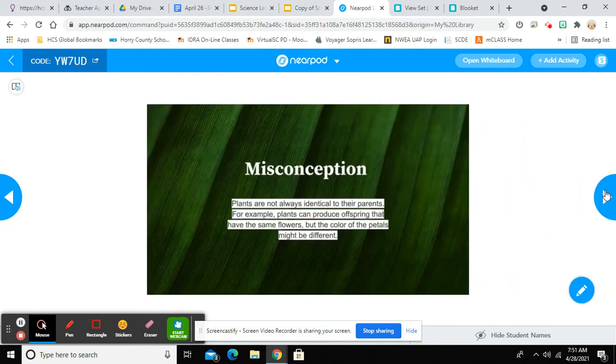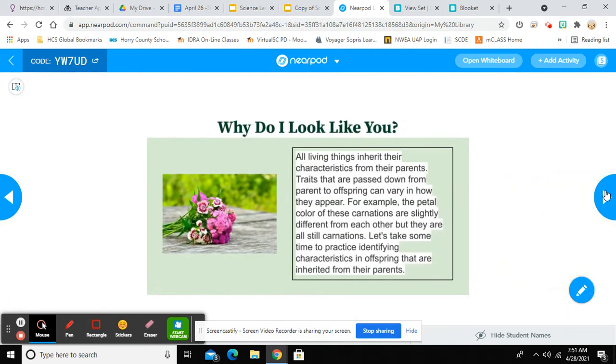Now, there's misconceptions. Plants are not always identical to their parents. For example, plants can produce offspring that have the same flowers, but the color of the petals might be different. So, why do I look like you? All living things inherit the characteristics from their parents. Traits that are passed down from parent to offspring can vary in how they appear. For example, the petal color of these carnations are slightly different from each other, but they are still carnations.